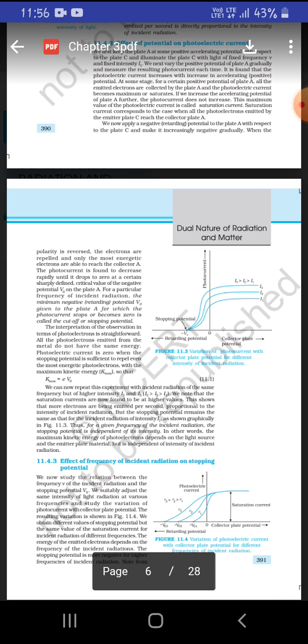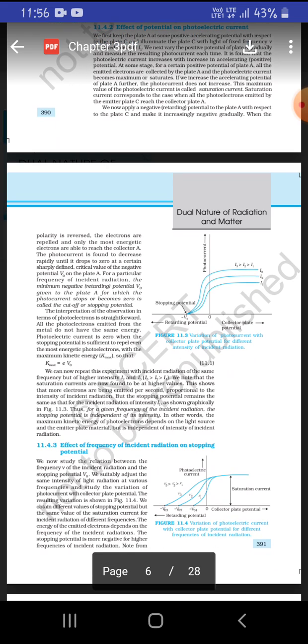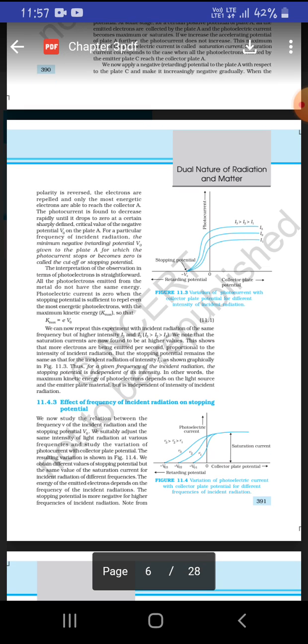All the photoelectrons emitted from the metal do not have the same energy. Some have various energies, and the photocurrent becomes zero when the stopping potential is applied. When the electrons do not get sufficient energy, the photocurrent becomes zero. So K max is equal to e V0 is the formula.